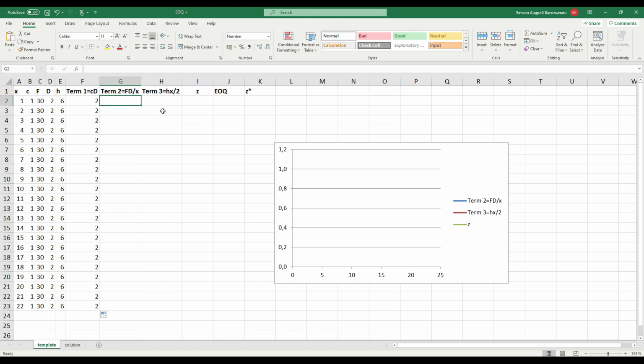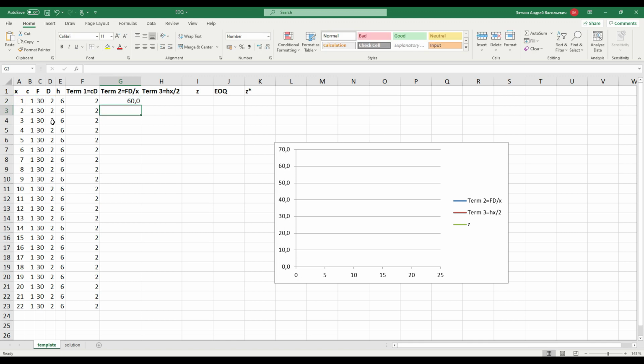Let's consider the second term, administrative cost. It is f times d over x. For the first case we consider x, order quantity, of 1 liter of orange juice, and the second term, administrative cost, is $60. And if we consider the third term, the holding cost, we calculate it as h times order quantity over 2, and the holding cost is 3.